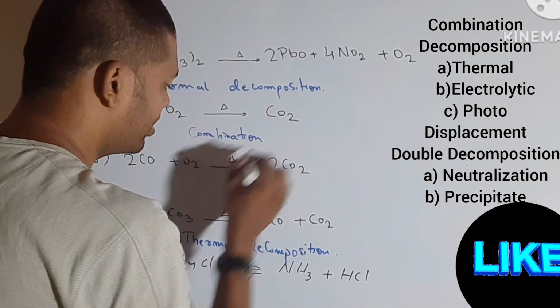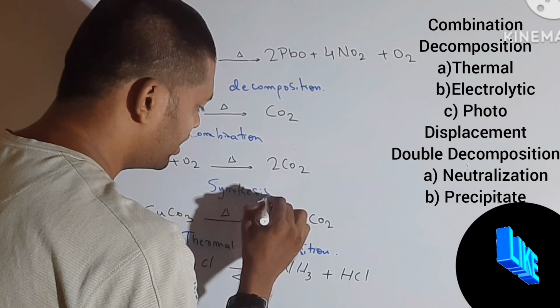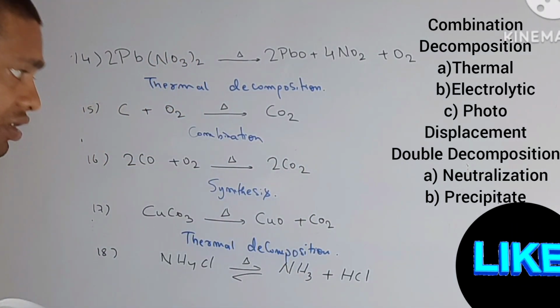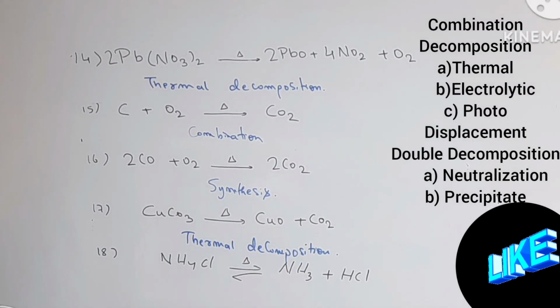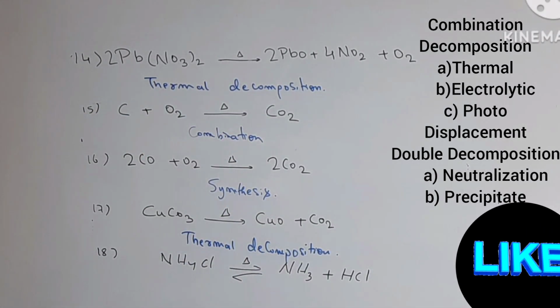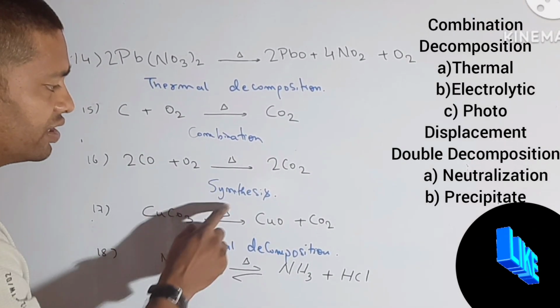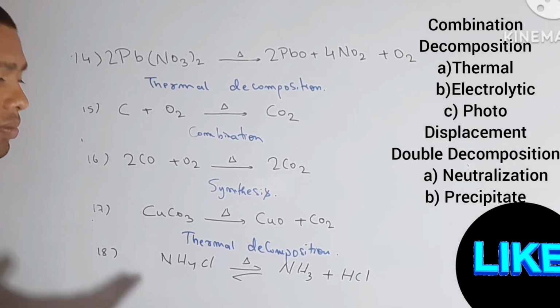Combination, you can write, or you can write synthesis. In one reaction I have written combination, in one I have written synthesis, so both are the same. I am using both the terms, that's why I have written them individually. Understood this one? Now in this case, heat is there, but it's a combination. Heat is there, synthesis. So it can be synthesis, can be decomposition reaction.